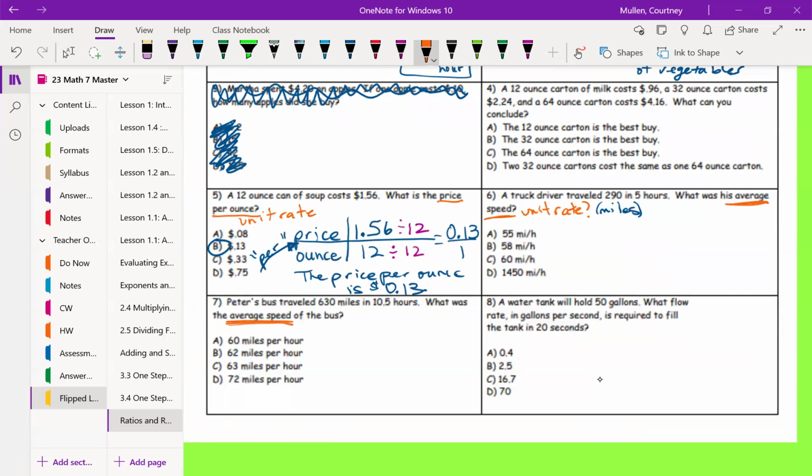Number 8. A water tank will hold 50 gallons. What flow rate in gallons per second is required to fill the tank in 20 seconds? What are those labels going to be? What are we comparing? Gallons per what? Exactly. Gallons per second.